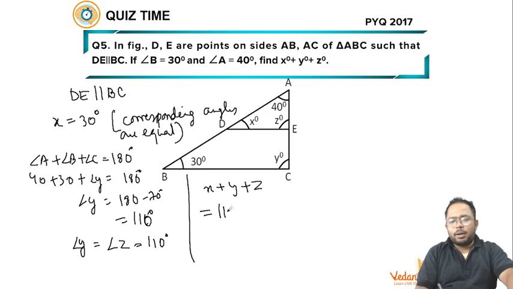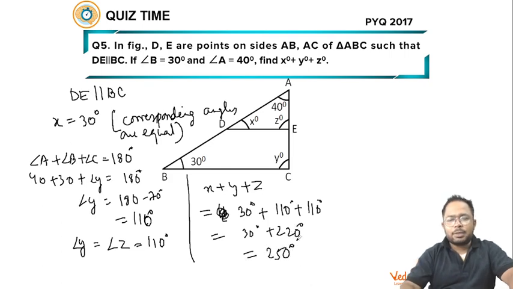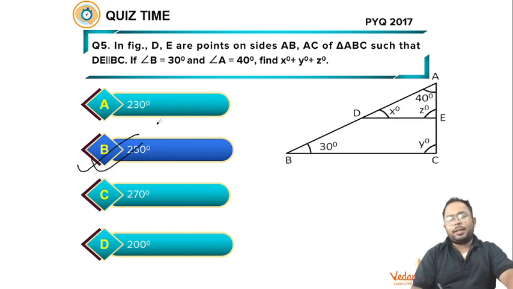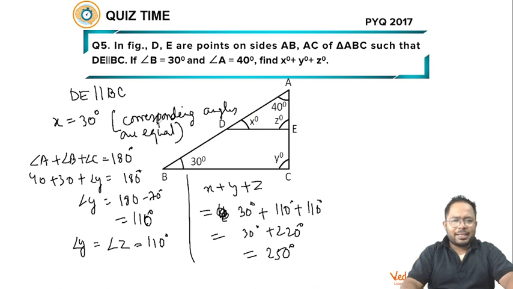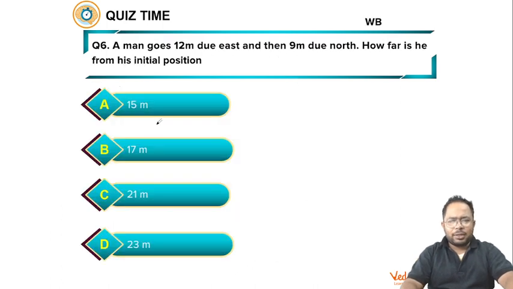So therefore, what will be the sum of X plus Y plus Z? X is 30 degree plus 110 degree plus 110. So it becomes 30 plus 220. That gives us 250 degree. And that is what we get, 250 degree. So this is how we are able to solve this question. So very fantastic, students. Very, very nice. So let's look into the next question.